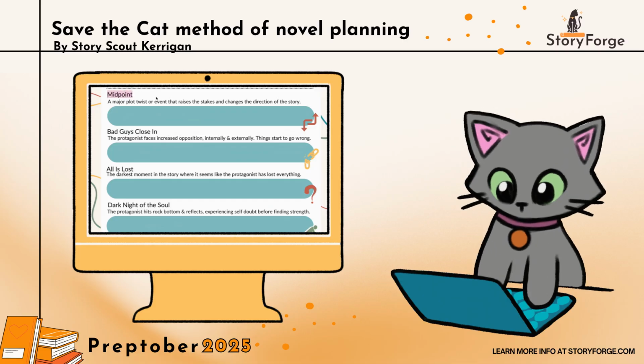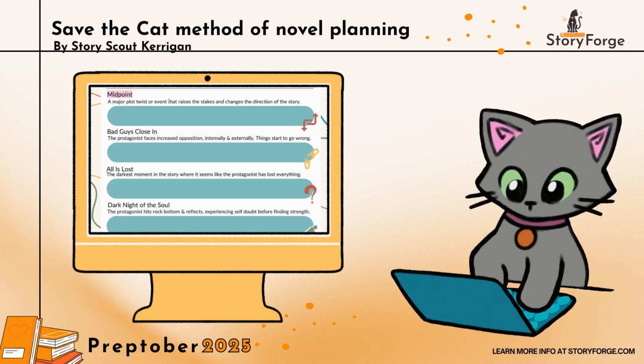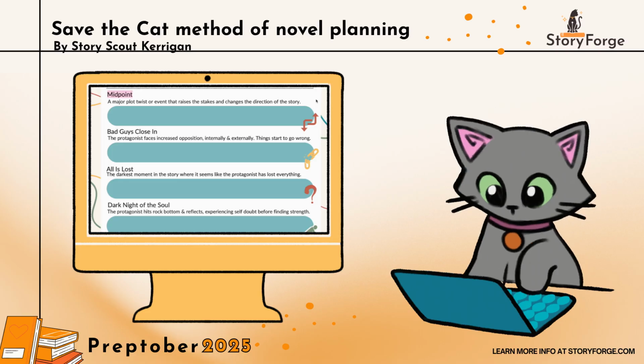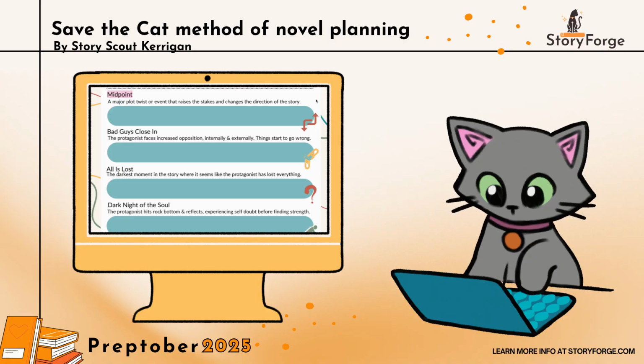This can also be an event. So for me, this is the characters stand up to the main antagonist, which they had never done before. And so that's sort of the big change. So it doesn't necessarily have to be a plot twist. An event also works very well, but it has to raise the stakes and it has to change the story.